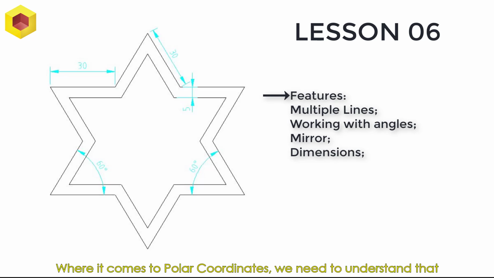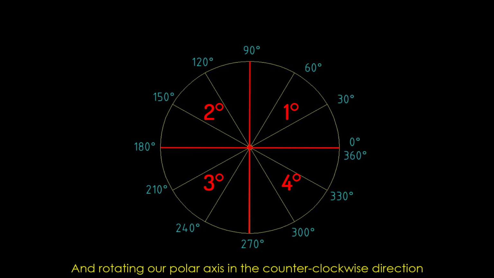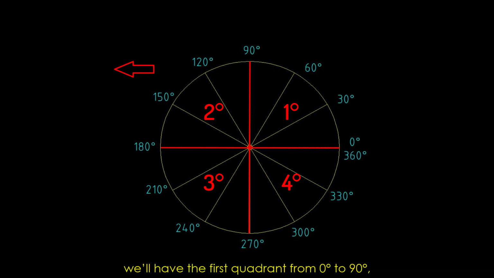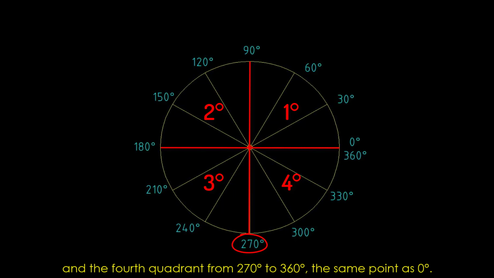When it comes to polar coordinates, we need to understand that there are 4 quadrants in a circle, representing 1/4 of the geometry. And rotating our polar axis in the counterclockwise direction will have the first quadrant from 0 to 90 degrees, the second quadrant from 90 degrees to 180 degrees, the third quadrant from 180 degrees to 270 degrees, and the fourth quadrant from 270 degrees to 360 degrees. The same point is 0 degrees.